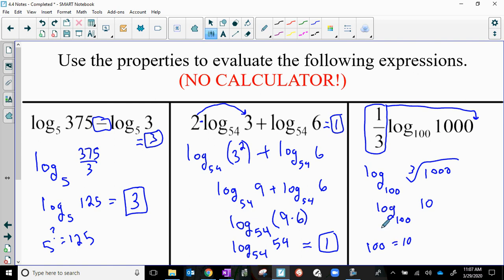If you feel more comfortable, you can make an x here. So now we have, what is that, 10 squared. So 10 to the 2x equals 10 to the first. So 2x equals 1, which means x is a half. So this original problem was equal to 1/2.